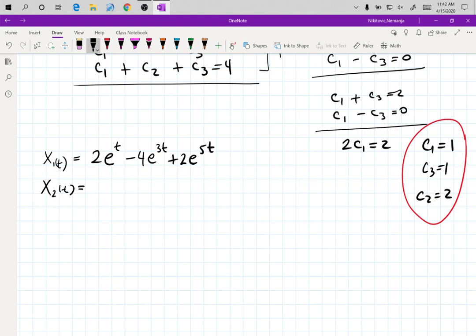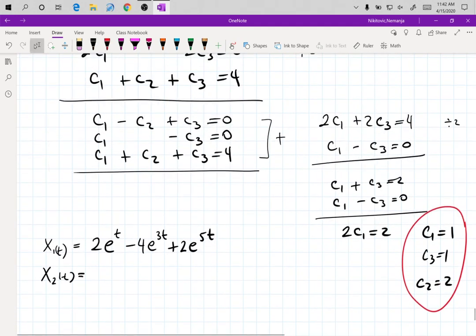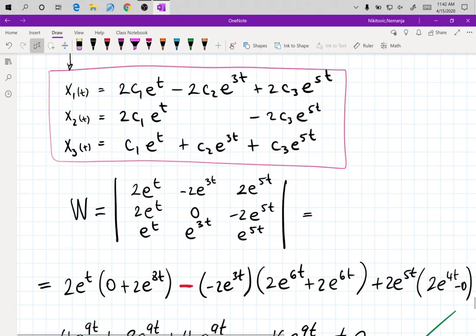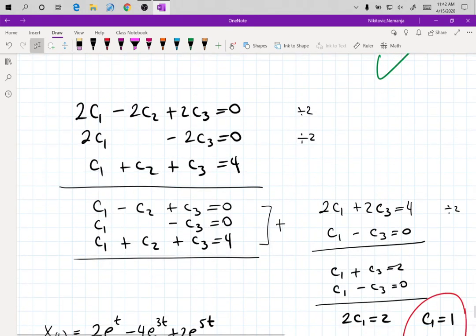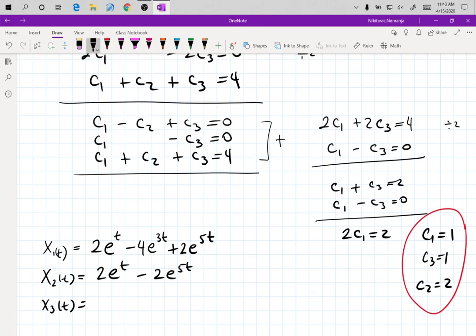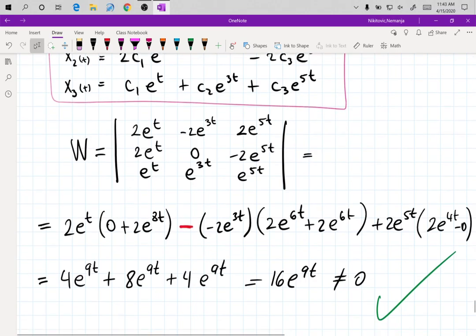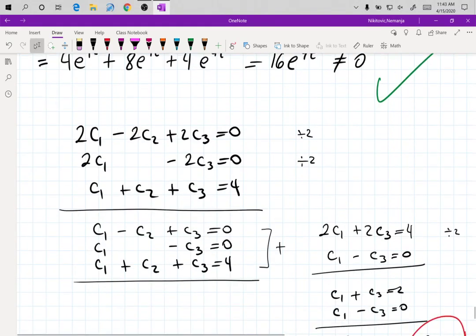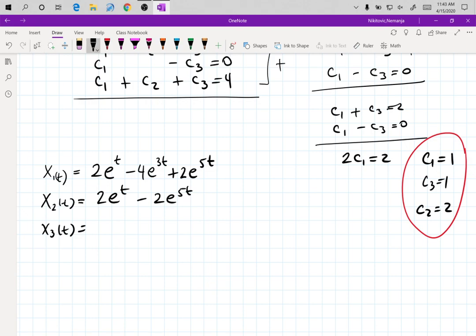For x2 of t, we just have c1. That was a 2c1, right? Yeah, so 2e to the t minus 2e to the 5t, and x3. It's just tedious and long, but it is doable. We have c1 plus c. These are just whatever the coefficients are. So e to the t plus 2e to the 3t plus e to the 5t. There it is.